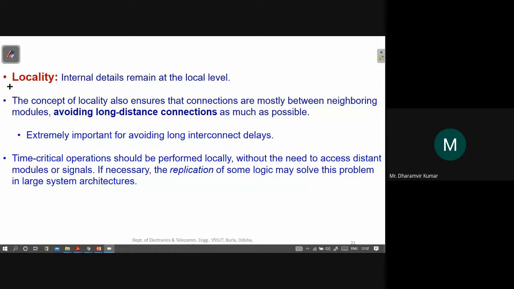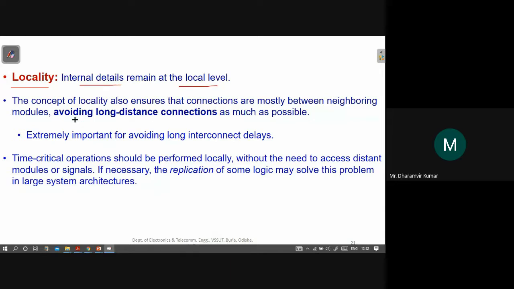So locality, as the word indicates, has something to do with the local. Locality means the things which are present nearby, or the circuits or the blocks which are present nearby to a particular circuit, the neighborhood, and also within the sub blocks. It tells about the internal details, and those internal details remain at the local level.